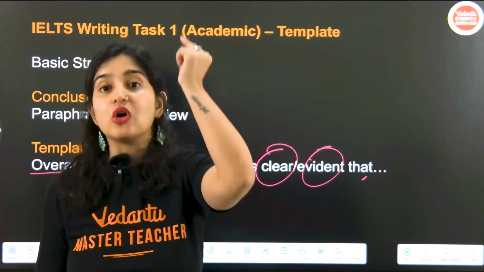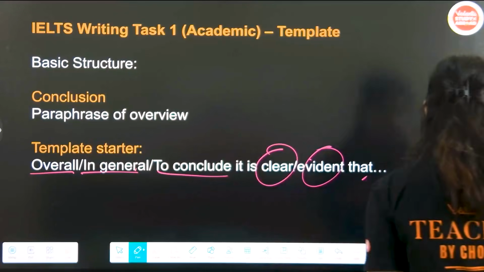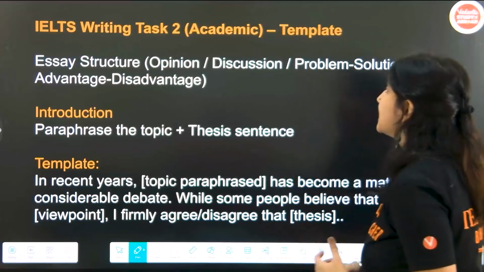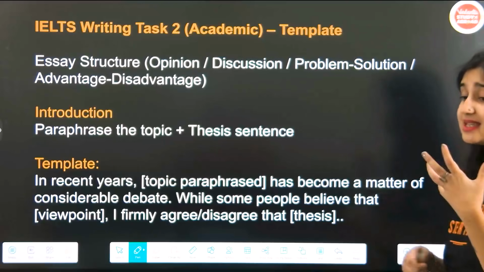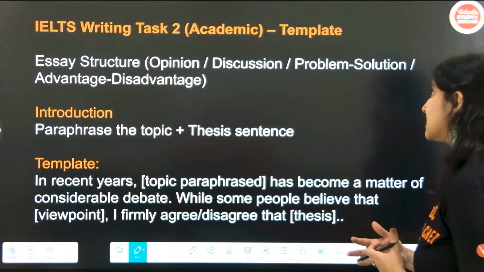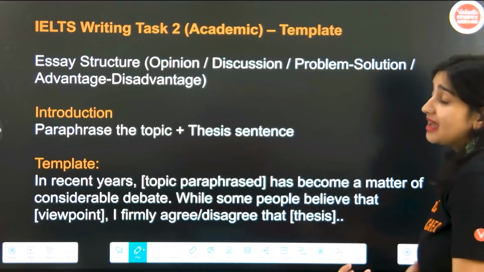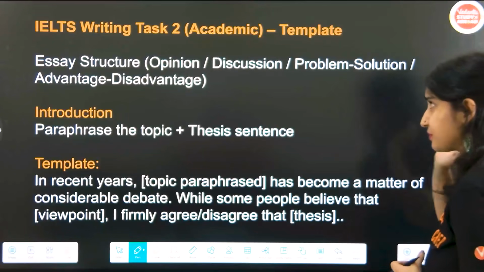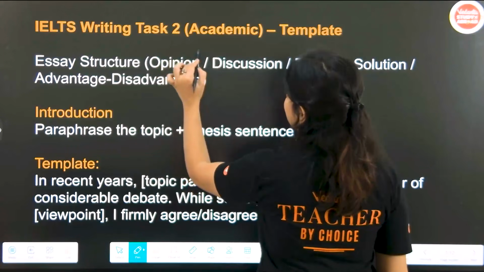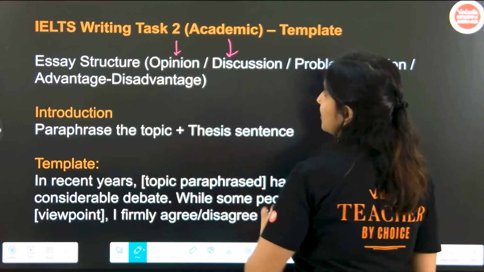And now we're going to move on to task number 2, which is generally considered more difficult. It is your essay writing task. The essay could be about an opinion, discussion, problem solution, advantage or disadvantage. Okay? So maybe it could tell you that lots of people believe this. What is your opinion on the matter?